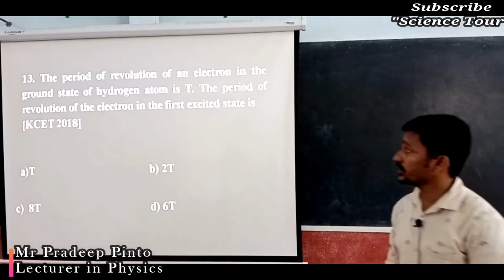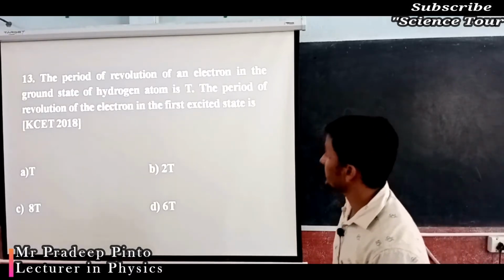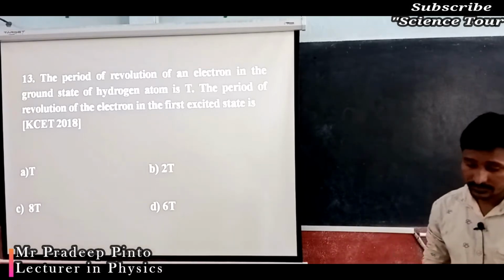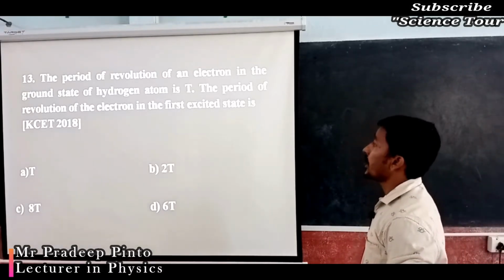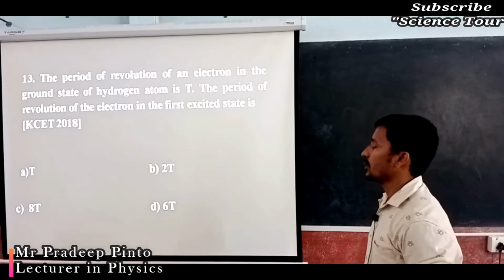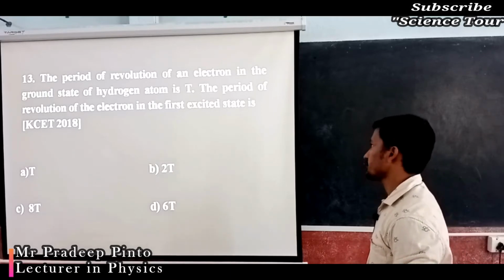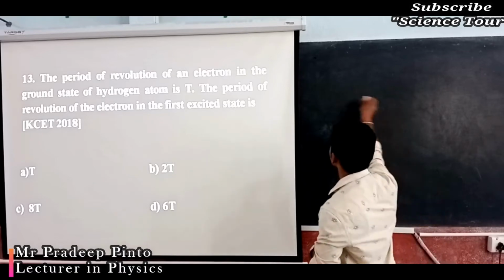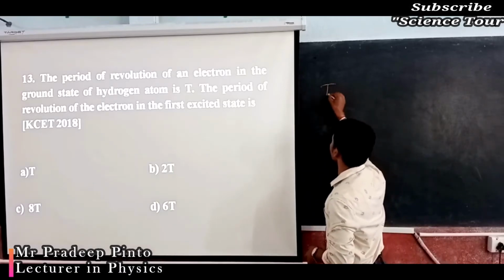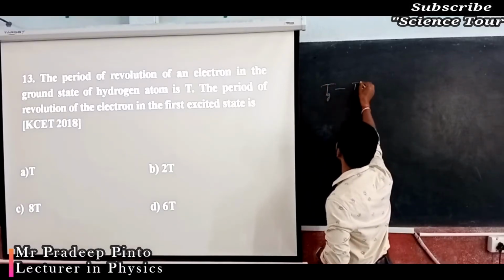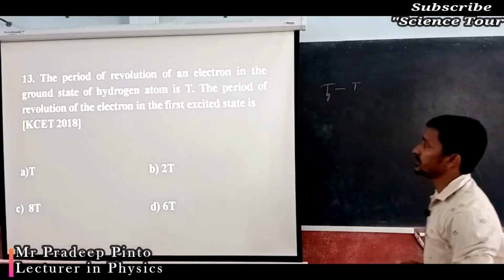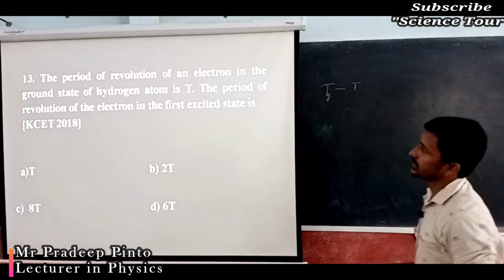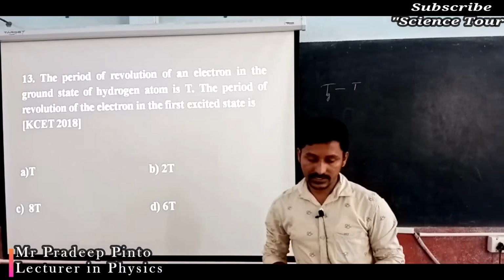Next we are going for the next question, that is nothing but the period of revolution of an electron. The period of revolution of an electron in the ground state of hydrogen atom is T. So for the ground state hydrogen atom, the period of revolution is T. The period of revolution of the electron in the first excited state is?